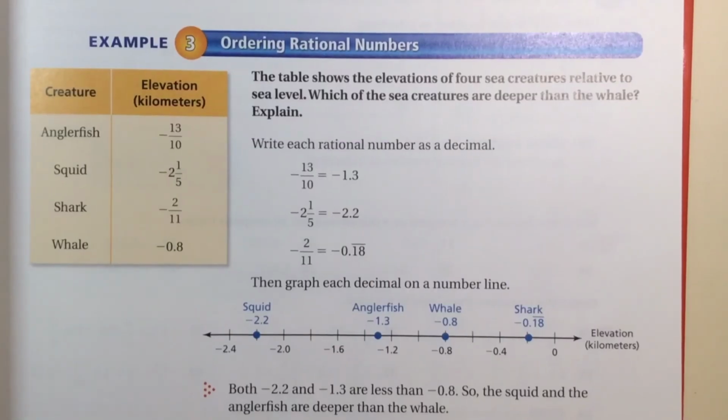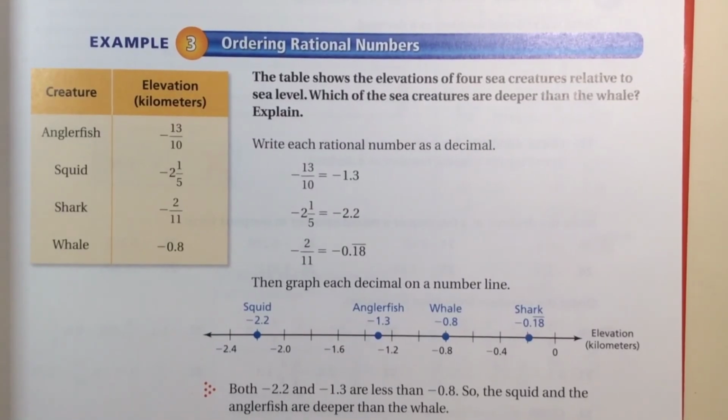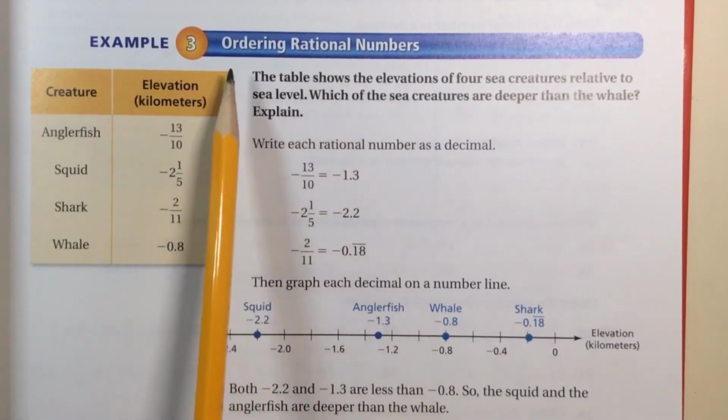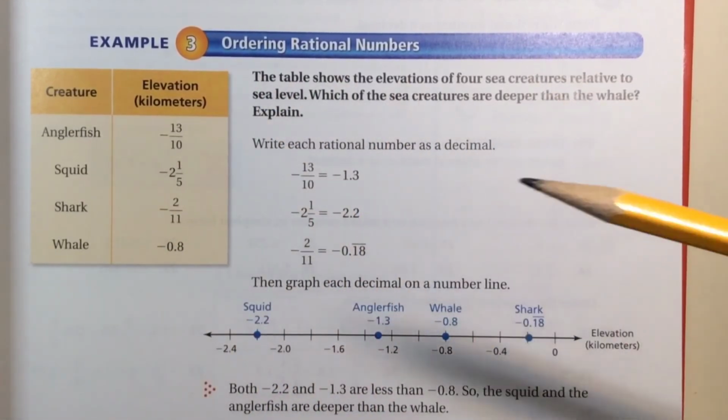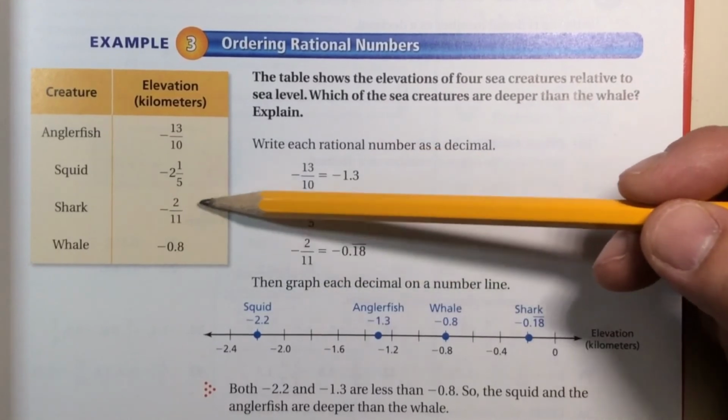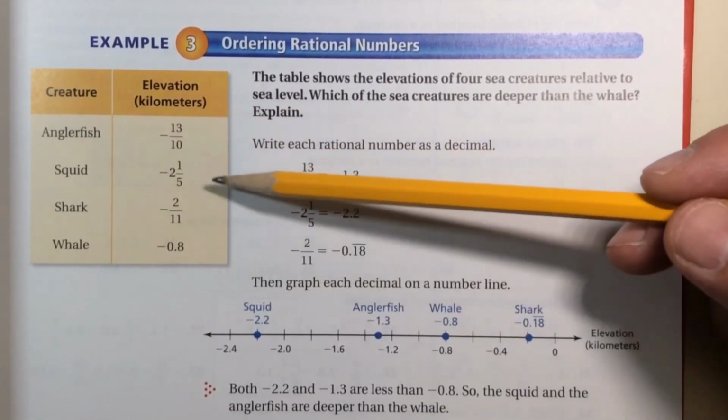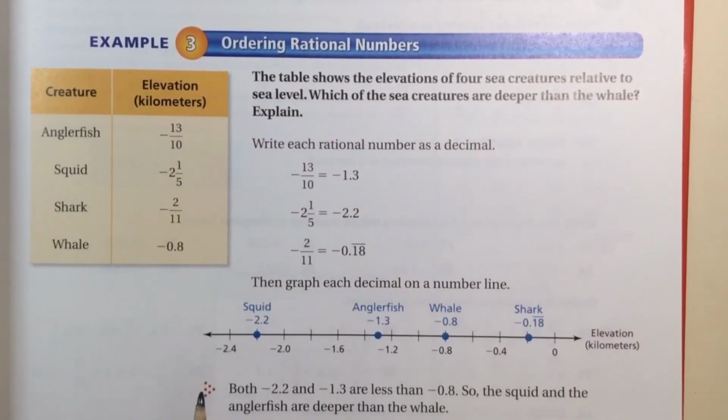Well, the last part of this section, other than turning fractions into decimals and decimals into fractions, is then ordering rational numbers. And when we're going to order rational numbers, for instance, these right here, if we were going to order these from least to greatest, if you have a number line, handy dandy number line, we'll go ahead and pull it out and put them on there.